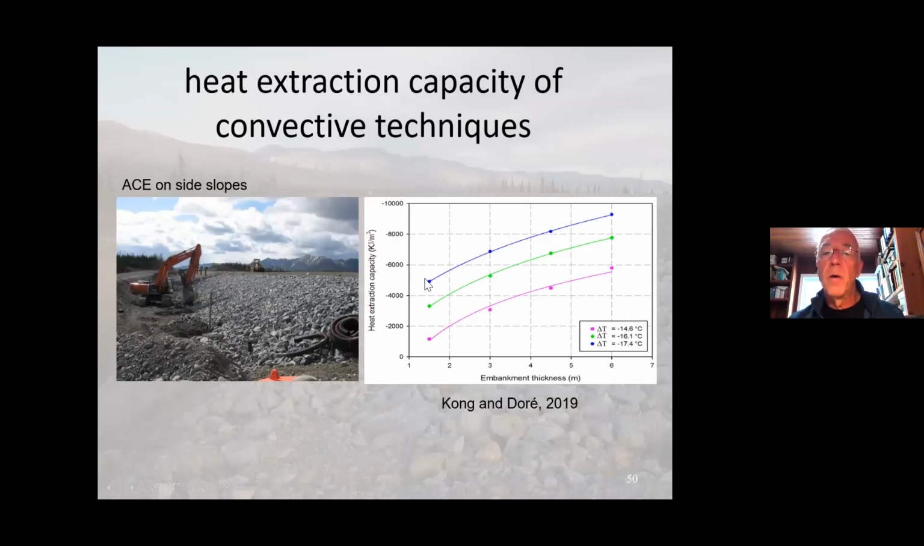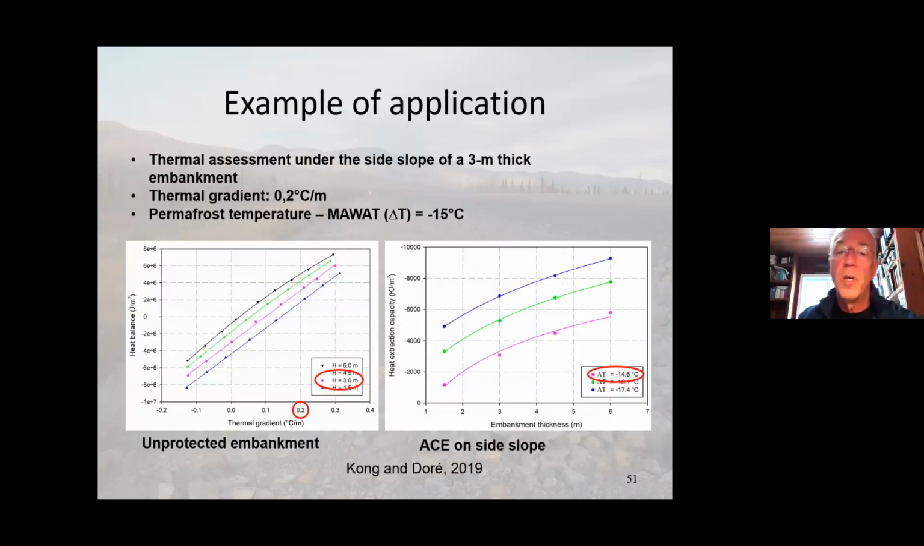Again, these techniques have been tested, and Kong has come up with a chart to determine the amount of heat that can be removed using ACE. Just to give you an example, this is the heat balance figure that we've seen earlier. If you look at the 0.2 degrees Celsius per meter thermal gradient and a 3 meter thick embankment, that means there's 3 million joules in excess in the system. So in order to remove that 3 million joules, you need a 2.5 meter thick embankment to extract that amount of heat.